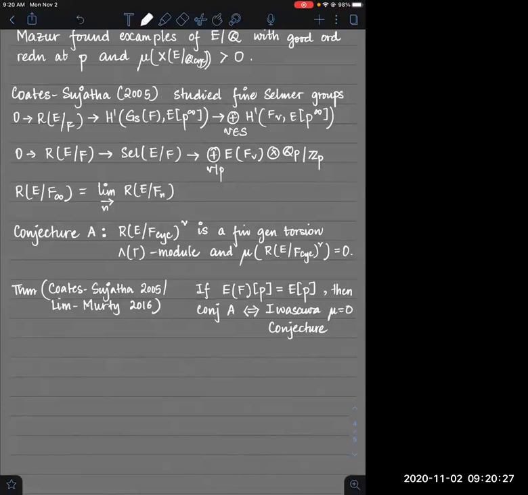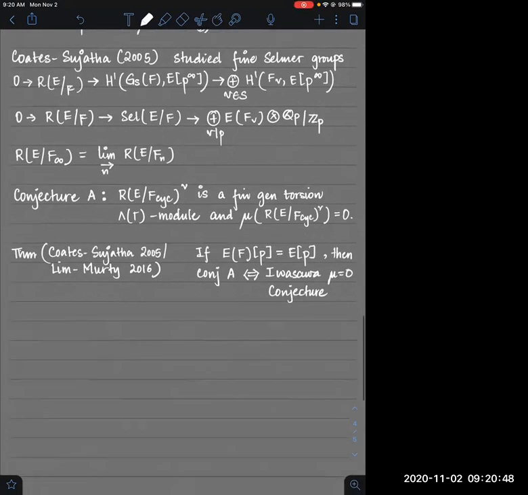So what this theorem is sort of telling us is that the right analog of the class group in the Iwasawa theoretic setting is the Fine-Selmer group. So the Fine-Selmer group is somehow interpolating the class group and the Selmer group. And even if you're not somebody who is interested in Selmer groups, you might want to still think about Fine-Selmer groups.